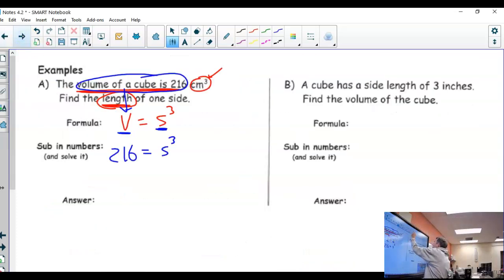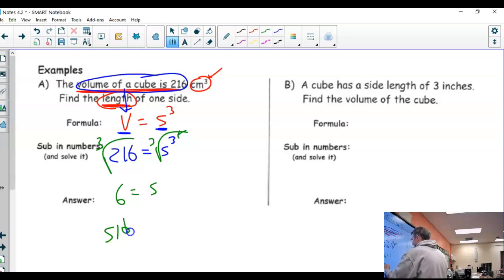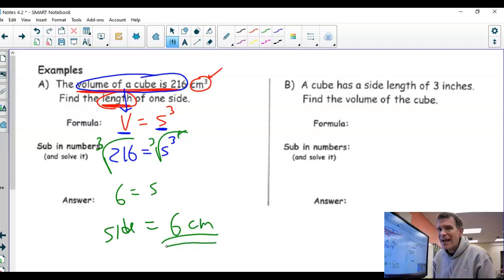So I need to get rid of the cube. How am I going to get rid of this cube? By taking the cube root of both sides. And I would get 6 equals S. And I would write the side equals 6 centimeters. Notice that side length is not measured in cubic centimeters. It's just regular centimeters for the side length. Only volume has the cubic centimeters on it.